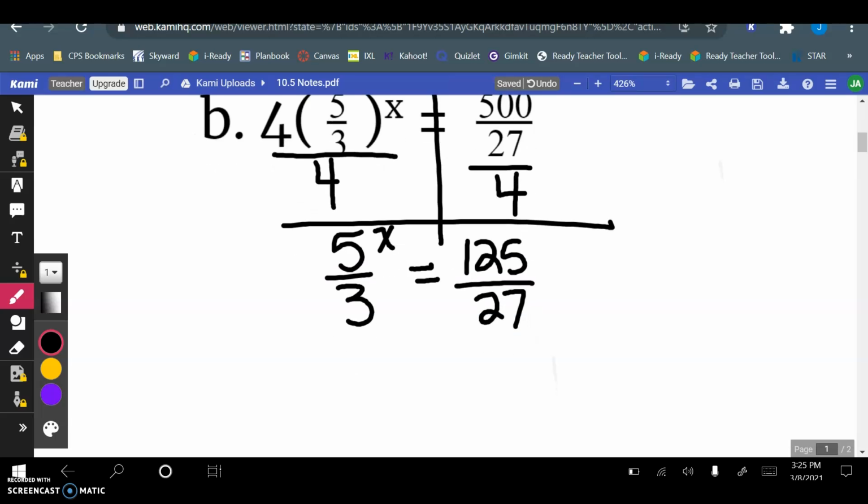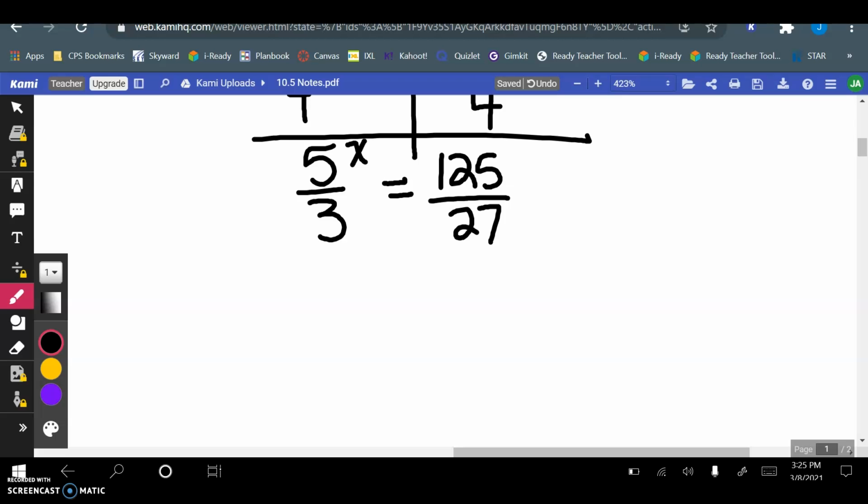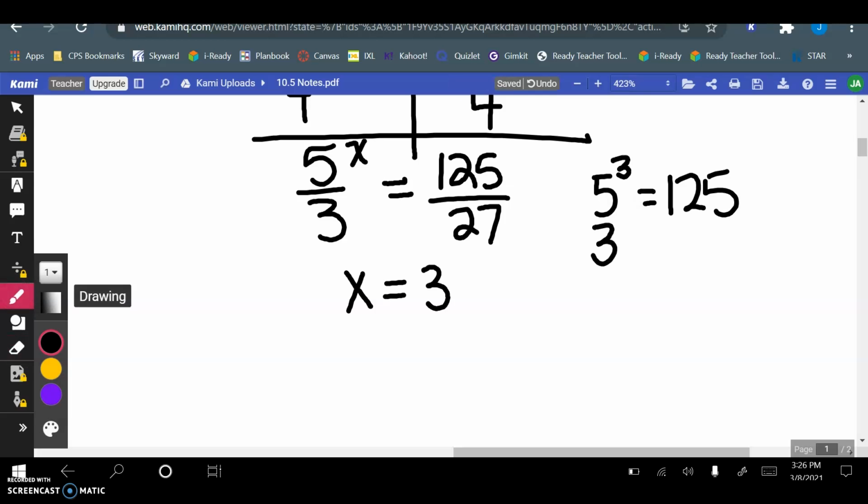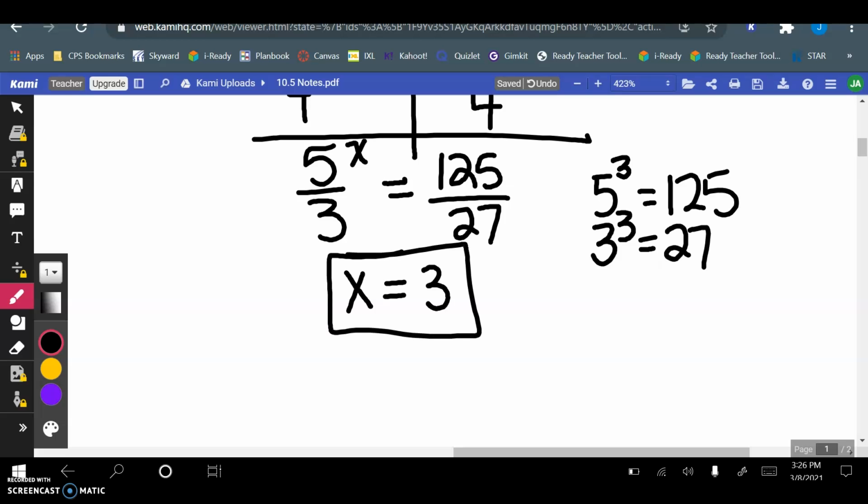And then we have to guess and check. How many 5's does it take to get to 125, and how many 3's does it take to get to 27? And the answer needs to be the same. So 5 times 5 times 5 is 125, and 3 times 3 times 3 is 27. So it's 5/3 to the 3rd power. So x equals 3. So 5 to the 3rd equals 125, and 3 to the 3rd equals 27. So that's how x equals 3.